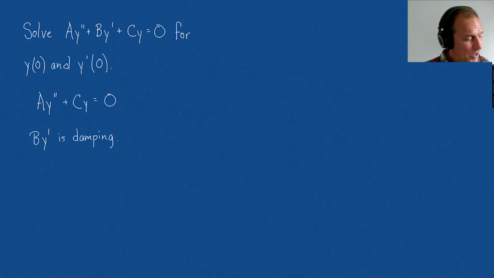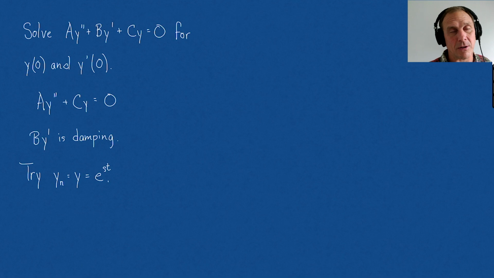So let's try this. And that's exactly what we're going to do. I'm just going to write y. Well, it's really the null solution, but unless I said otherwise, we're just going to write y for simplicity. y equals e to the st. That's what we're going to start with. In the same way that e has solved our first order equations, let's see how it works in a second order equation, for lack of a better place to start.